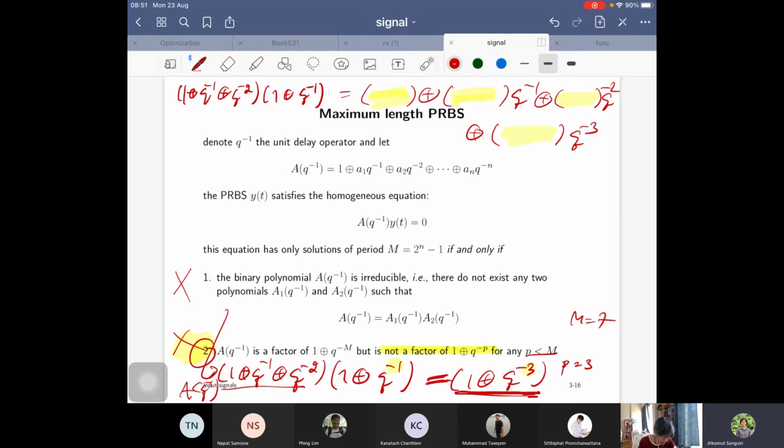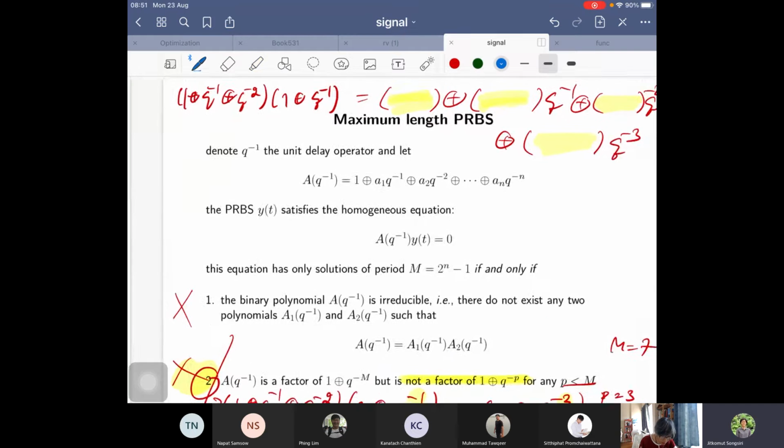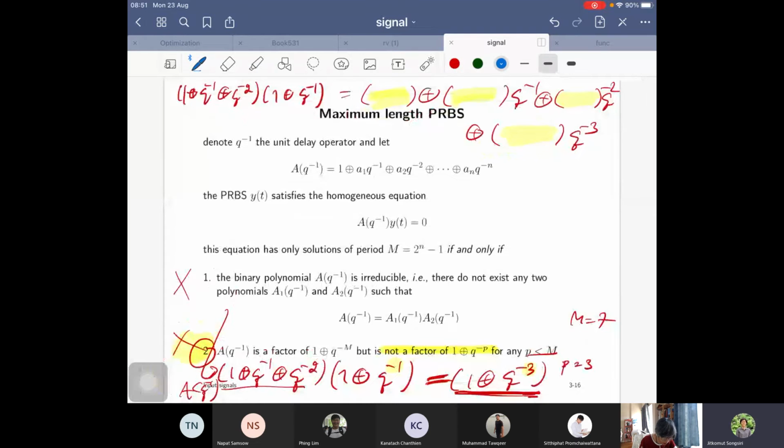Kanatat, the constant term. How do you get the constant term from this multiplication? It is 1. You look at 1 and 1. 1 multiplied by 1 is 1. There's no other term involved in the constant. Okay, next, Muhammad.